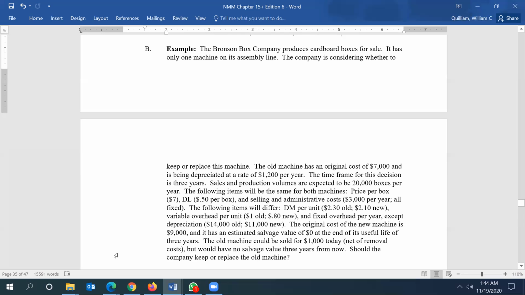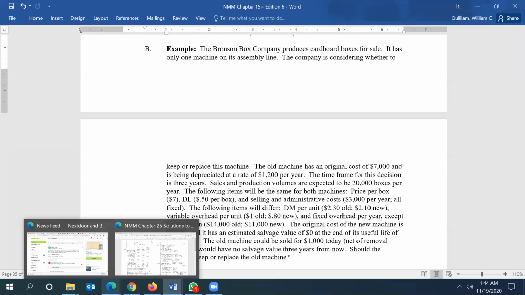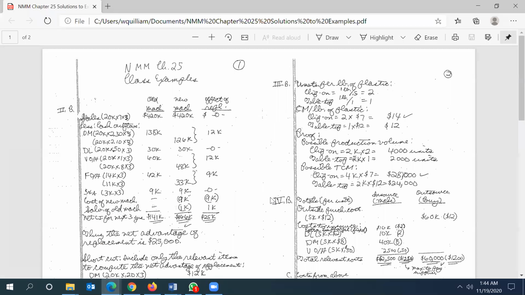So in order to do this, I've uploaded a PDF under Files on Canvas for you, and it looks like this, of Chapter 25 class examples. So with this machine replacement, I show you two ways. The first way is the long way. It shows you all the factors I just talked about. I don't think you'll even need to do it, but I just wanted it there in case you wanted to see the whole shebang at work. The only number I'm going to care about is this very bottom line number of 25,000.